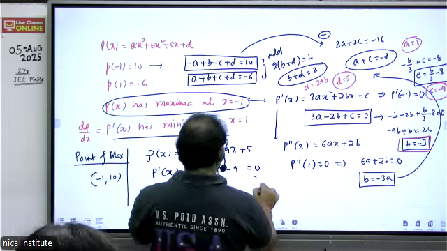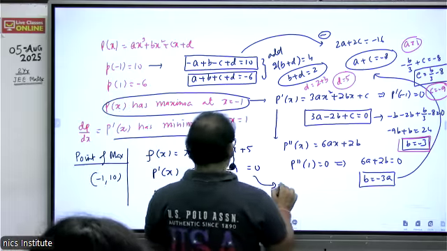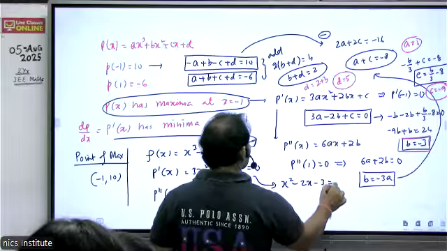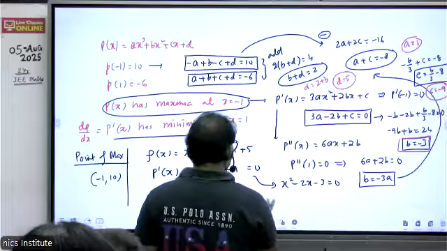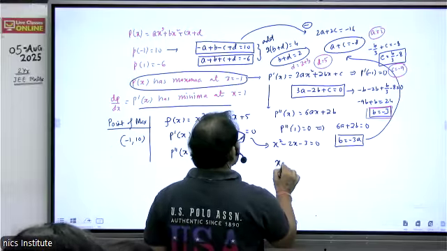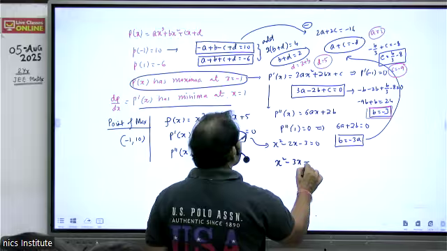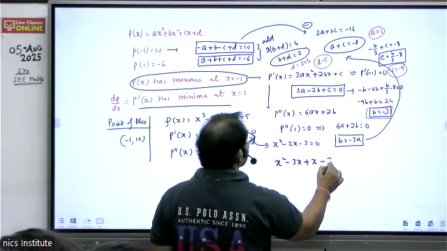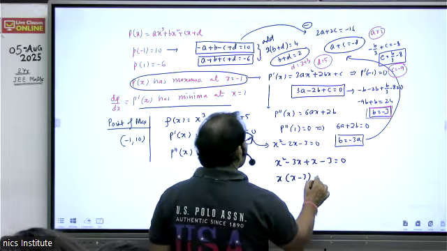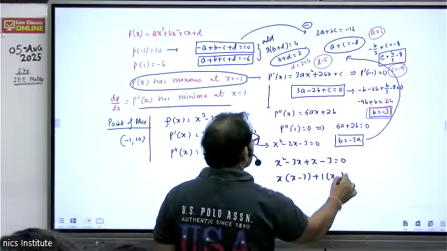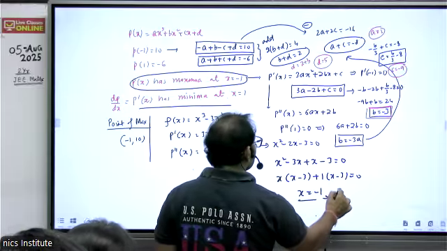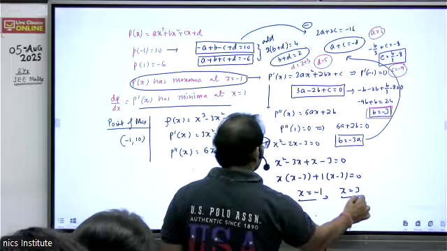So when you equate it to 0, what is the quadratic? X square minus 2x minus 3 is equal to 0. Use middle term split. X square minus 3x plus x minus 3 is equal to 0. X common, x minus 3. 1 common, x minus 3. So basically 2 points. One is -1, which is already point of maxima. X equal to 3 is point of minima.